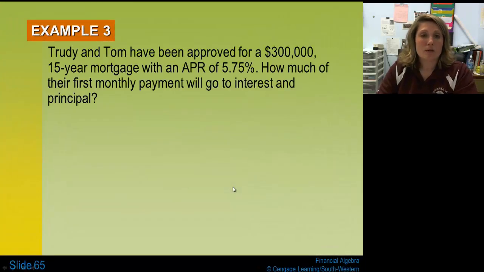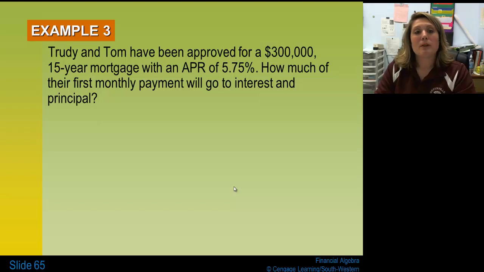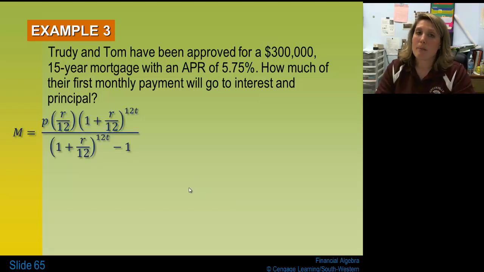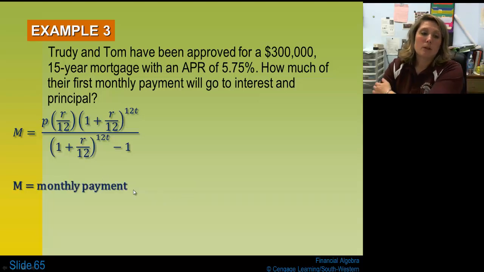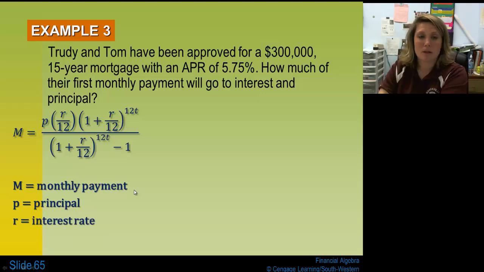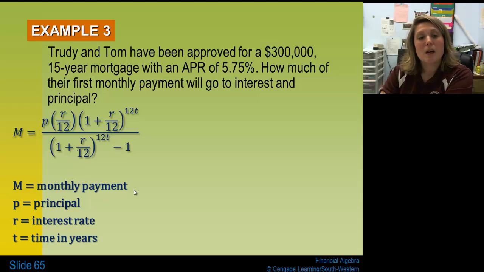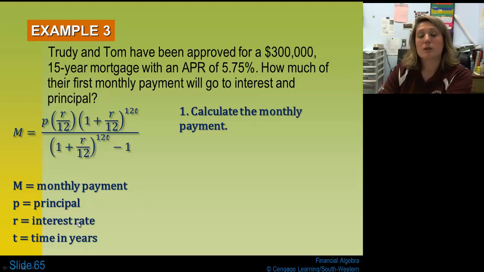For example 3, Trudy and Tom have been approved for a $300,000 15-year mortgage with an APR of 5.75%. How much of their first monthly payment will go to interest and principal? So here's that pesky formula again. Monthly payment equals the principal times the rate divided by 12, times 1 plus the rate divided by 12, all raised to the 12 times t, all over 1 plus r divided by 12 raised to the 12 times t, minus 1. P is principal, r is your rate, and t is time in years.